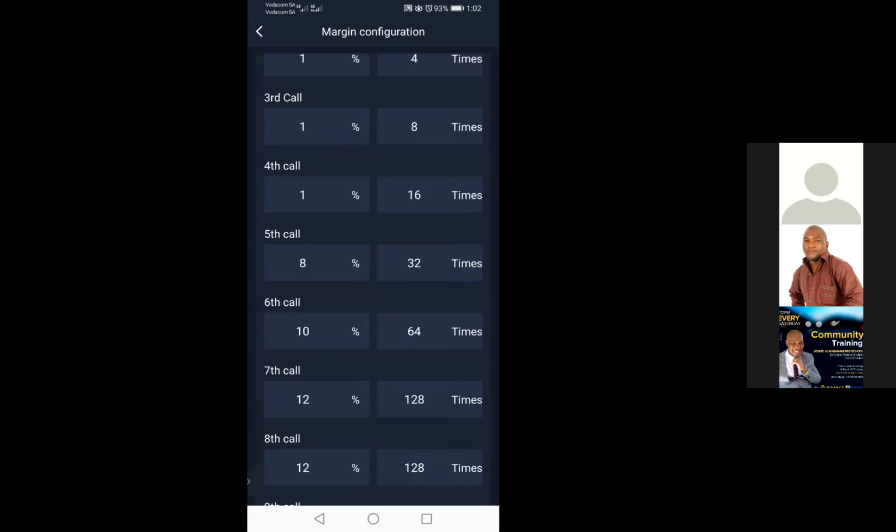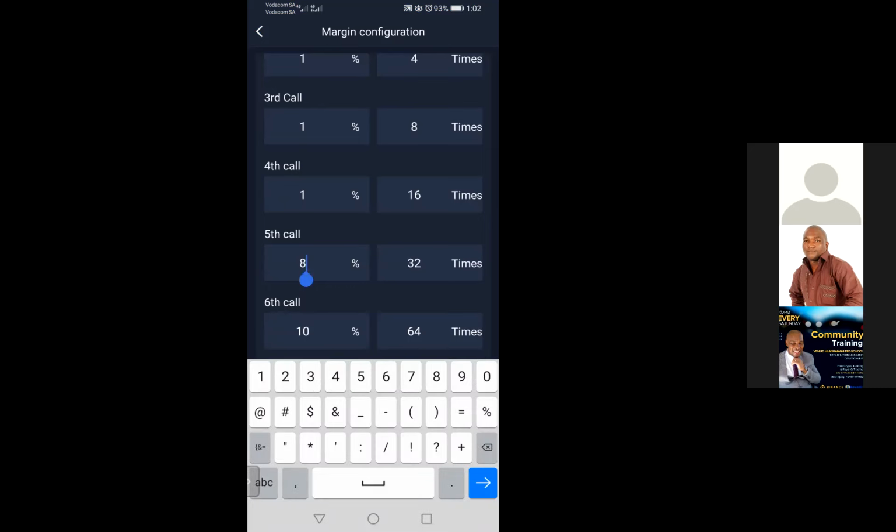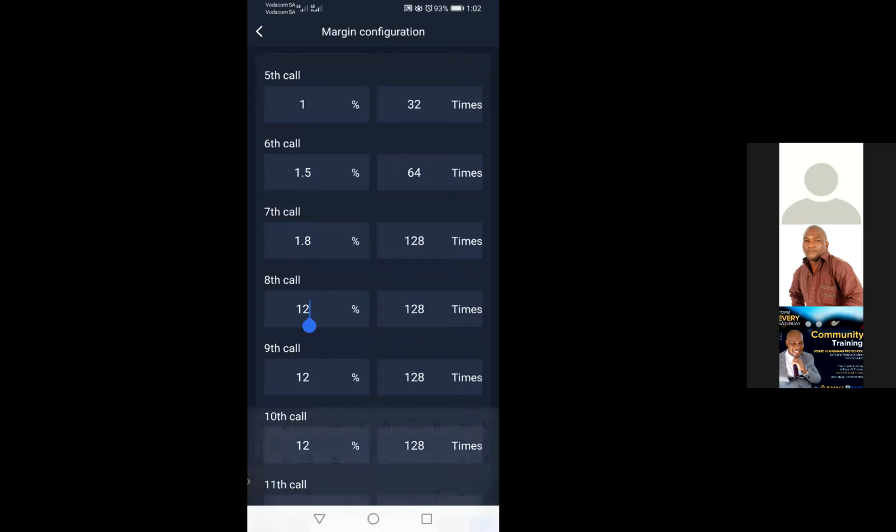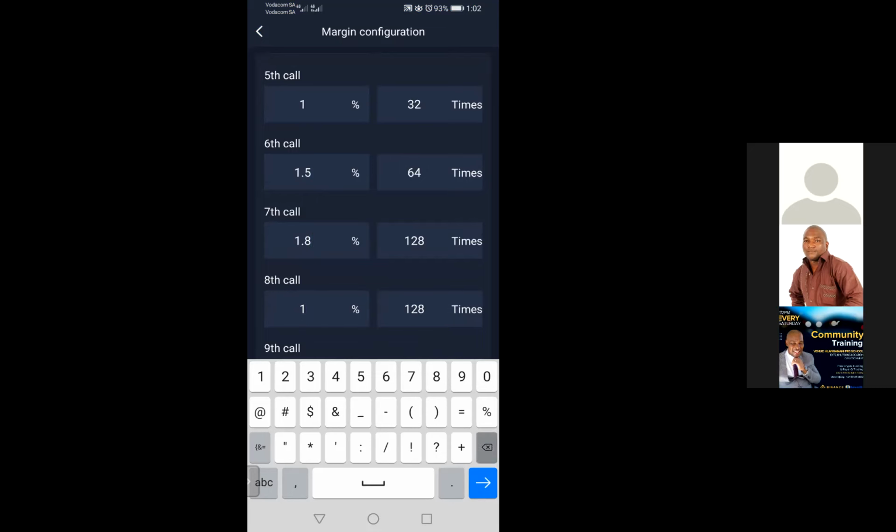Number 5 is also 1. Now, number 6 is 1.5. And then number 8 is 1.8. No, number 7 is 1.8. 7 is 1.8. And then 8 is 2 and 9 is 2.